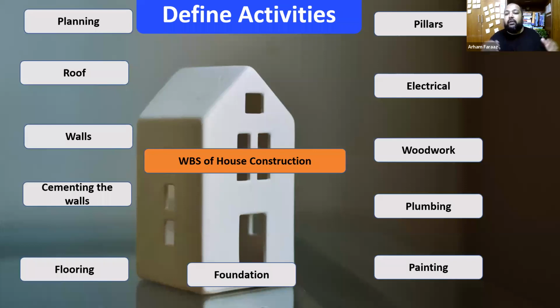Each activity will have particular attributes called activity attributes. Like for example, pillars. What is the dimension of pillars? What is the size of the pillars? What kind of material do you want to put in the pillars? Do you want to just have brick pillars? Do you want to have iron pillars? These are all attributes. Okay.